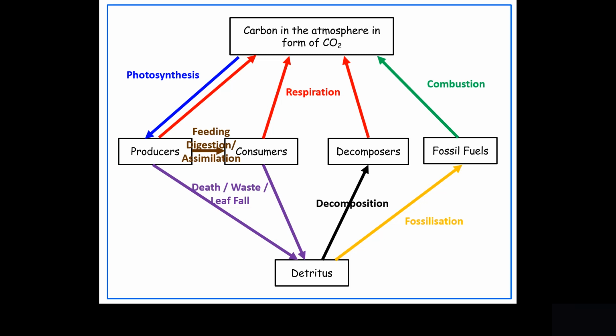So the death, waste and leaf fall produces dead organic matter, which then ends up, can you see at the bottom there, as something called detritus. Now, detritus is what you would understand as soil. So it's the nutrient-rich soil that is then formed on the ground. Okay? And it contains carbon atoms because a lot of the material comes from the producers and consumers and is the organic matter that is derived from them. So there will be carbon atoms present within that.